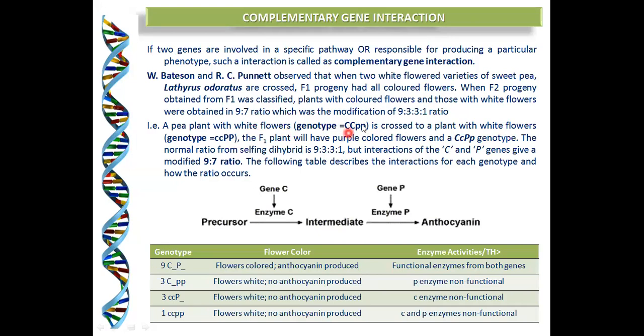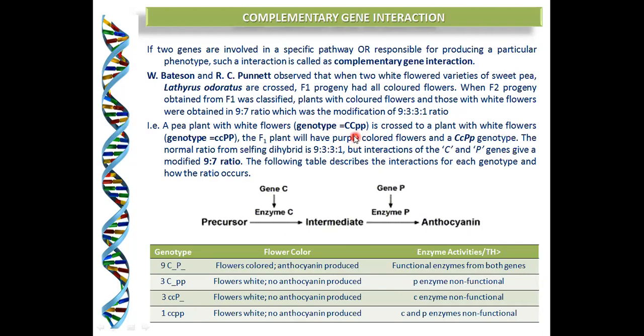So what will happen if they come together in the F1 generation? The F1 plant will be capital C, recessive c, dominant P, recessive p. So this will be the heterozygote. Now here dominant C is present, dominant P is also present. C was responsible for white flowers, P is also responsible for white flowers. So we should get white flowers only in the F1 generation.